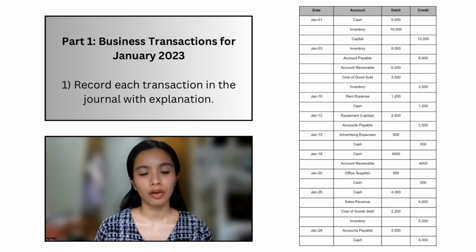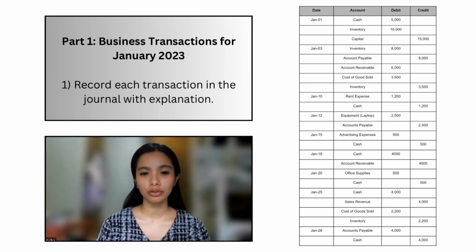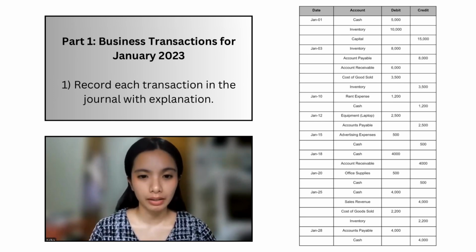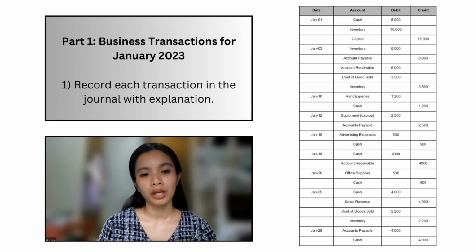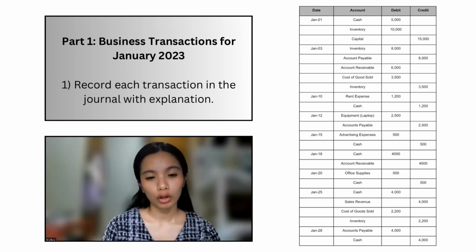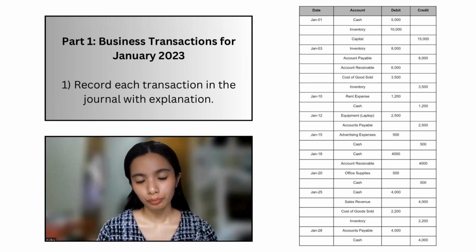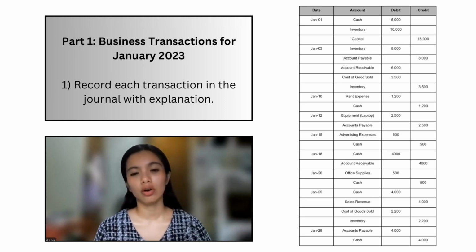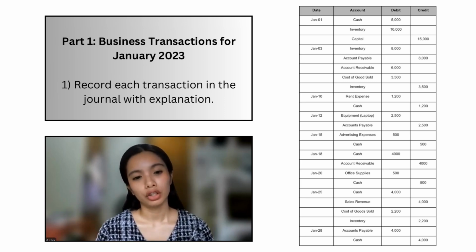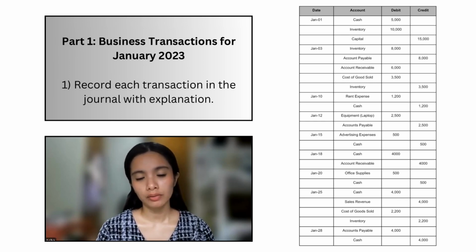January 25th, we have cash on the cash account. We have 4,000 on the debit side. Sales revenue on the credit side for 4,000. Next, we go to cost of goods sold. On the debit side, we have 2,200. On the inventory account, we have 2,200 credit side. On January 28th, account payable, 4,000 on the debit side, cash on the credit side, 4,000 as well.